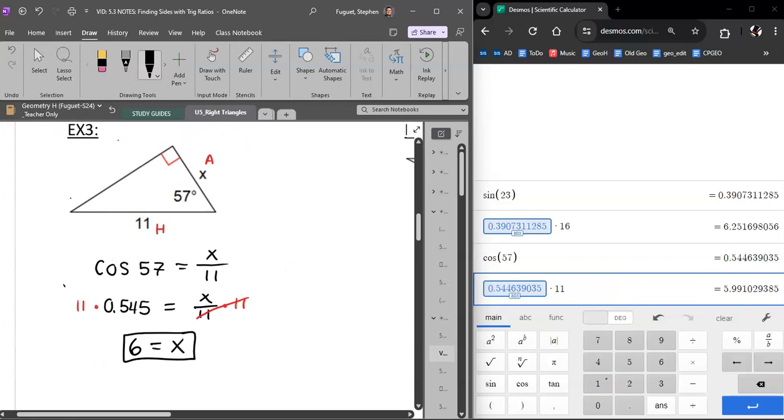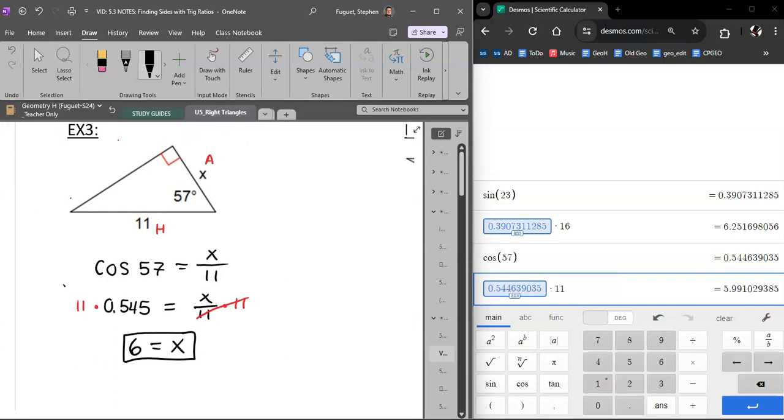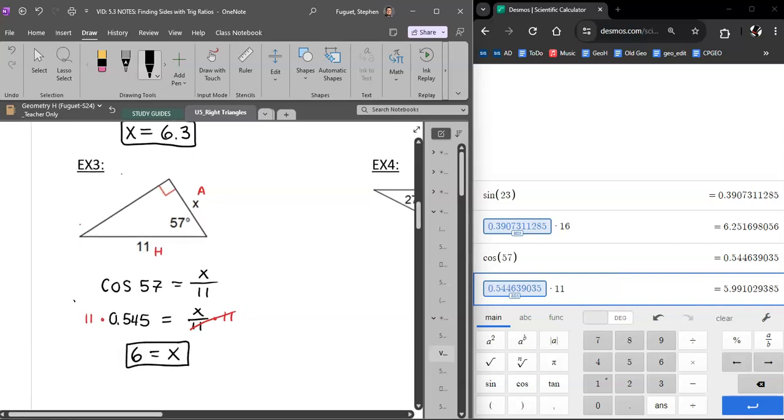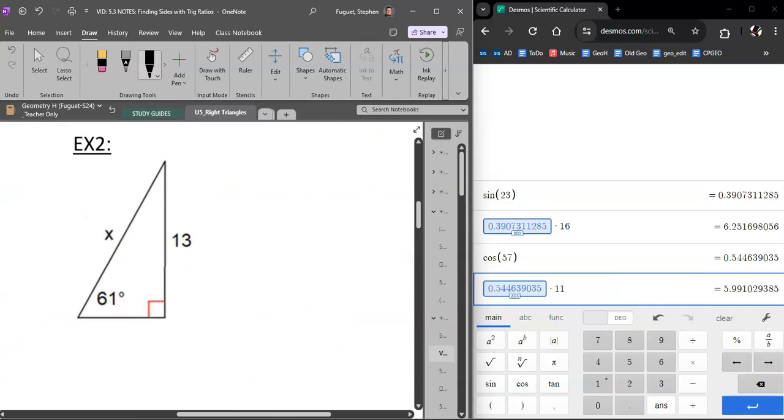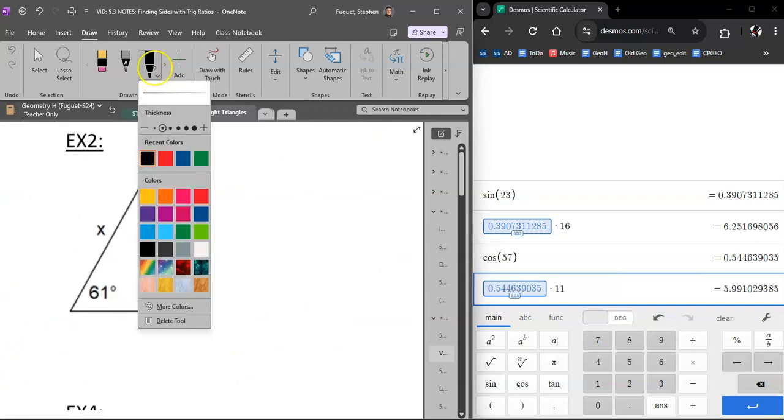Now, what happens when the variable is on the bottom? Well, the steps are going to be a little bit more involved, and let me go ahead and show you how that's going to work in our next two examples. So let's look here at example 2 now. Yeah, I know I went out of order.